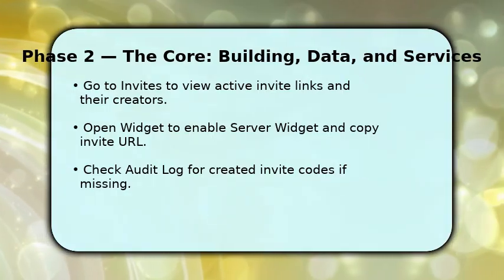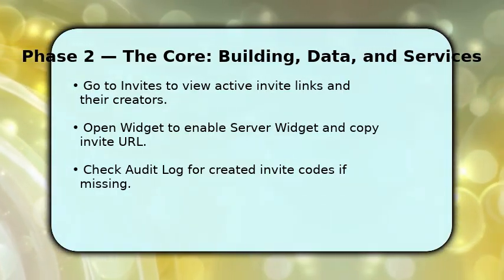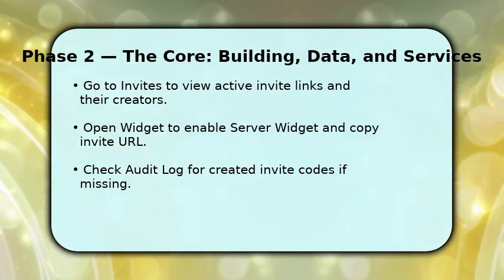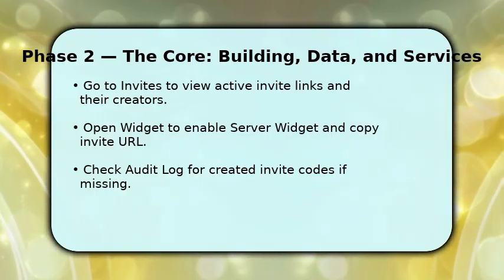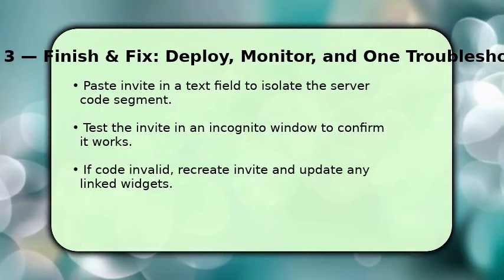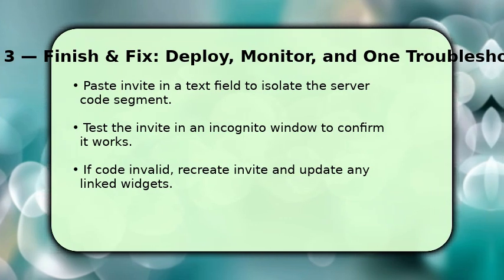Once you copy it, extract the server code portion after the final slash. If things still don't show, examine the audit log to find past invite creation events and recover the code from there. Finally, copy the invite URL and paste it into any text field, then isolate the code. The characters after the last slash are the server code.